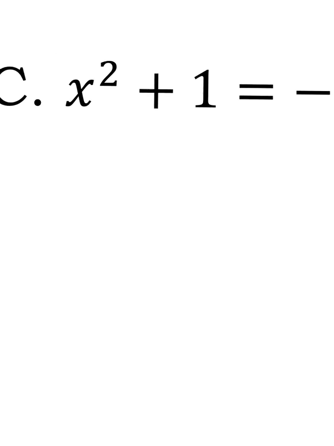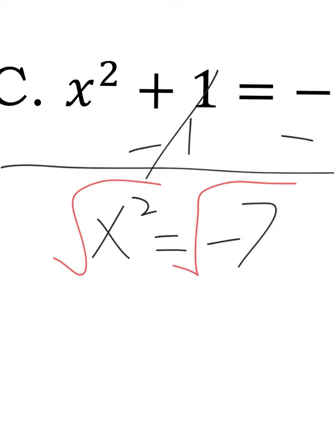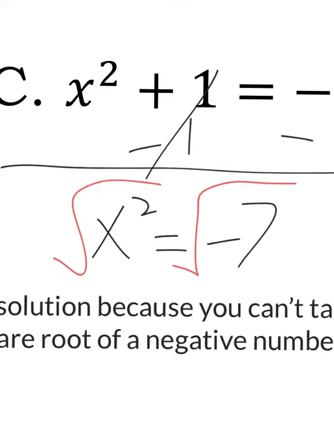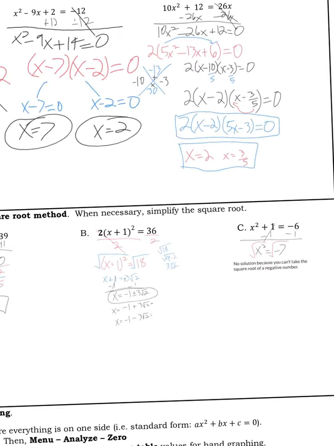x squared plus 1 equals negative 6. Okay. So if I minus 1 over here, that's not really going to change the fact that x squared is equaling a negative number. Okay, so if you take the square root of that, you're going to get no solution. So you get no solution because you can't take the square root of a negative number. Okay, so don't forget that. And that's pretty much all I wanted to go over.